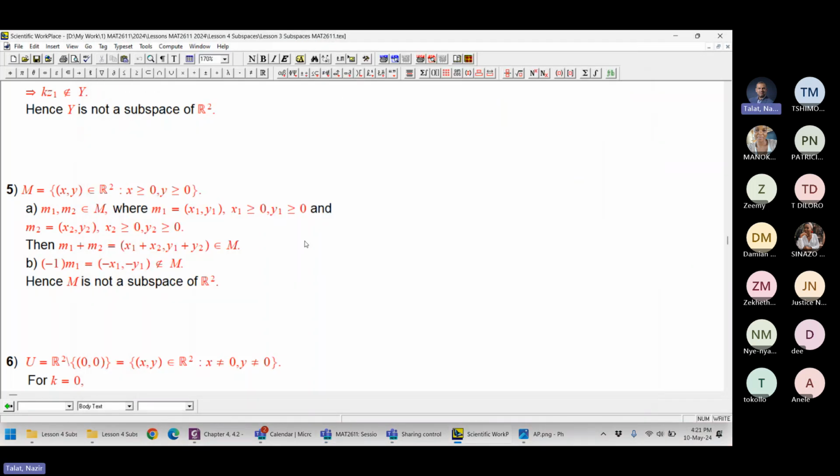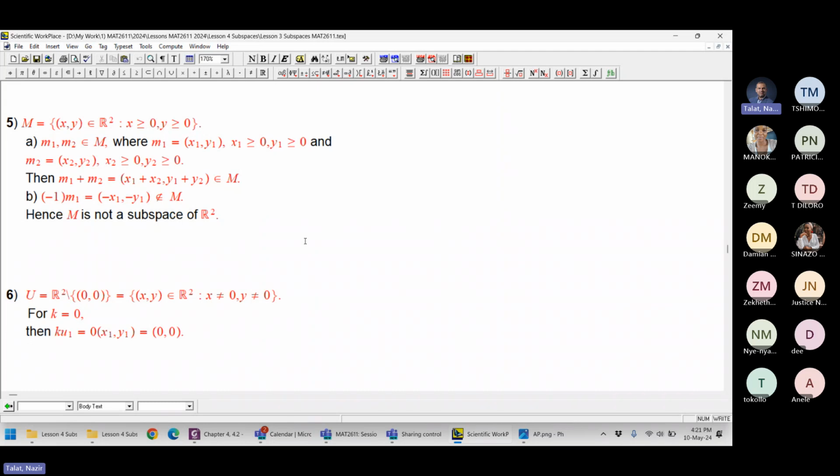Okay, now let's see another example, what happens in R square if we take this example: U is a subset of R square where 0 does not belong to this set. It contains all elements (x, y) belonging to R square where x is not equal to 0 and y is not equal to 0. Now we can check that if we take k equal to 0, then k times u is equal to 0 times (x1, y1), which means 0 multiplied with x1 and 0 multiplied with y1, that is equal to 0.